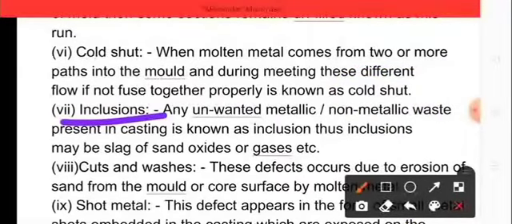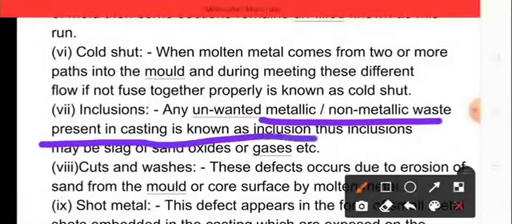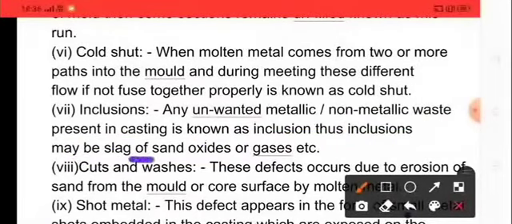Inclusions. Any unwanted metallic or non-metallic waste present in casting is known as inclusion. This inclusion may be a slag of sand, oxide or gases, etc.